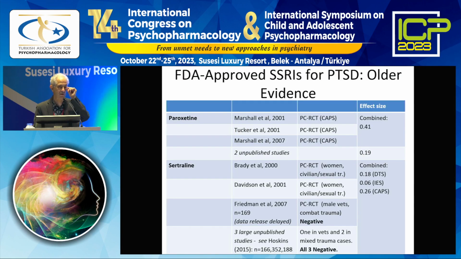And in doing this latest update of our paper, we reviewed what's new since our last paper. Any new studies of paroxetine and sertraline since our last review, or we said the same thing about 10, 11 years ago in our previous publication. And nothing really new here, same effect sizes. We did find in this review that Hoskins, at the bottom, found 3 unpublished negative studies, 1 in veterans and 2 in mixed trauma cases, all never published, all negative on sertraline.